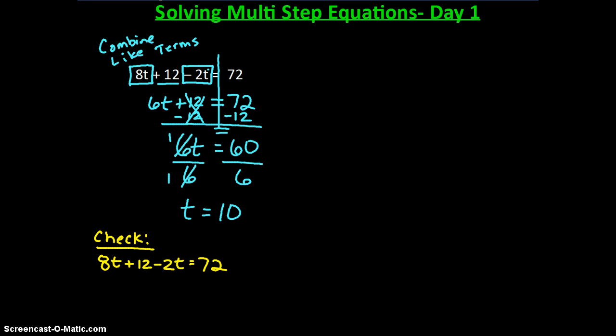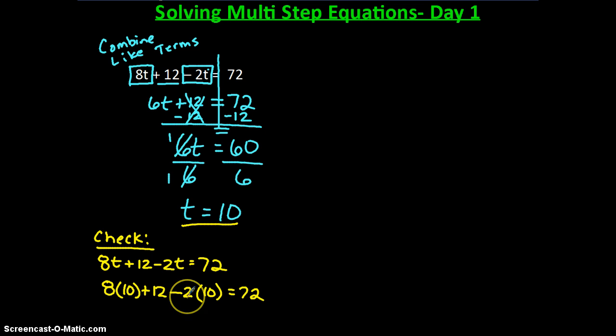Now we're going to check this equation. In this case, we actually have two variables here. We have two t's that we have to substitute this solution in for, so I'm going to do that twice. In my actual check, I'm going to have 8 times 10 plus 12 minus 2 times 10 again, because of that t again, should be equal to 72. And now it just turns into an order of operations problem, which in this case, the first thing I need to do, I see I have 8 times 10.